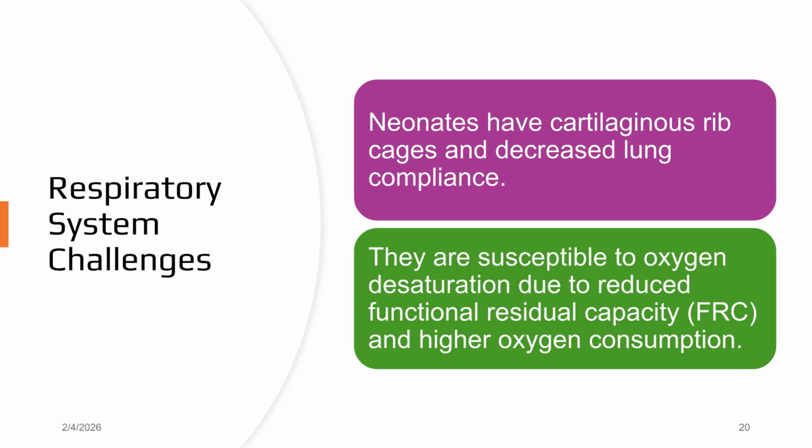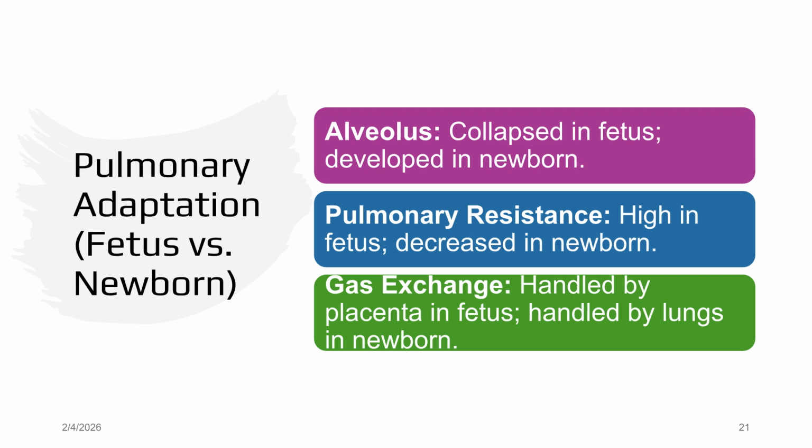Respiratory system challenges include cartilaginous rib cages and decreased lung compliance. Neonates are susceptible to oxygen desaturation due to reduced functional residual capacity and higher oxygen consumption. Pulmonary adaptation involves the change from collapsed alveoli and high pulmonary resistance in the fetus to developed alveoli and decreased resistance in the newborn. Gas exchange shifts from the placenta to the lungs.